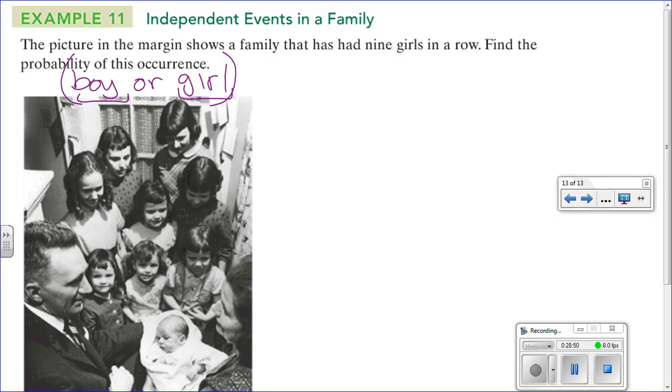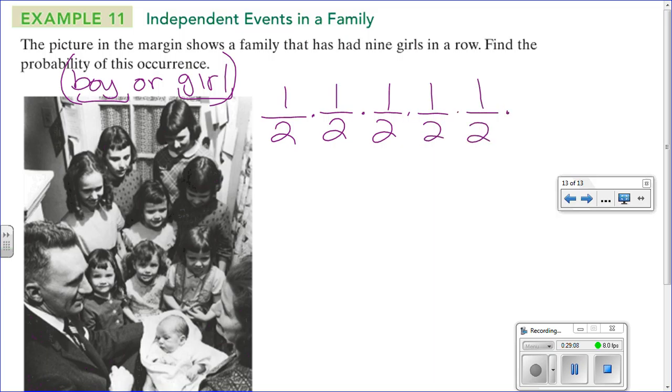So now let's see. The first time, out of 2, he had a girl. So he had a 1 over 2. Second time, same thing. Third time, 4th time, 5th time. And I really don't know why they kept trying. But I guess this used to happen back in the day. 1, 2, 3, 4, 5, 6, 7, 8, and 9.